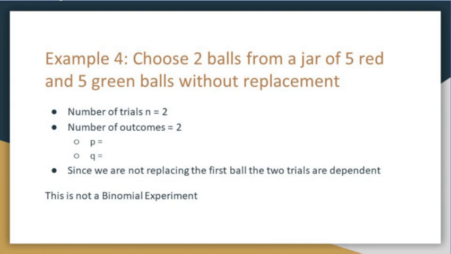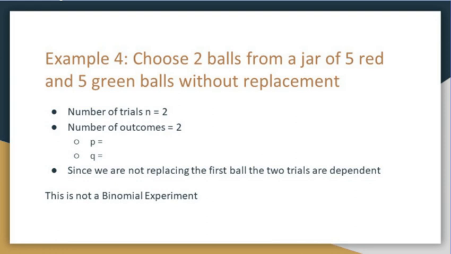So if we call success choosing a red ball, the first time I reach in the jar and I pick one, there's 5 red and 10 total, so my P would be 0.5. But then the second time I reach in the jar, there's only 4 red and there's 9 total balls in the jar. So 4 over 9 does not equal 0.5. So if P and Q change from trial to trial, then the trials are dependent, and that is not a binomial experiment.